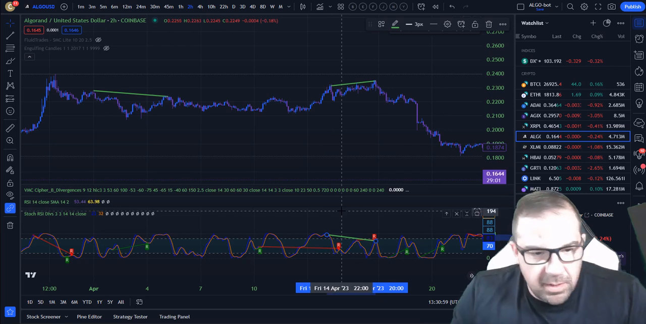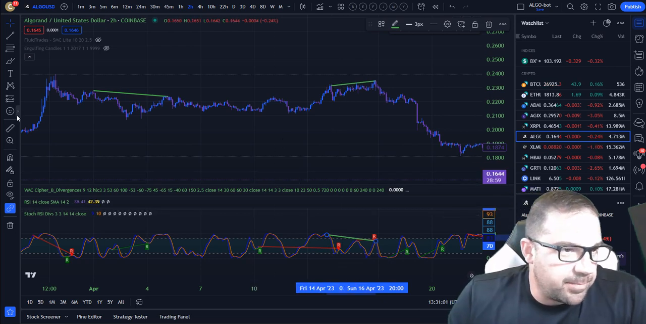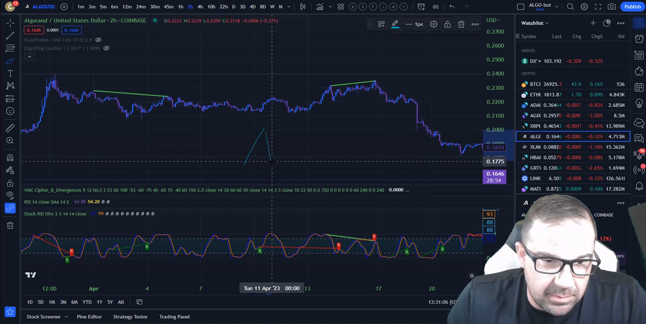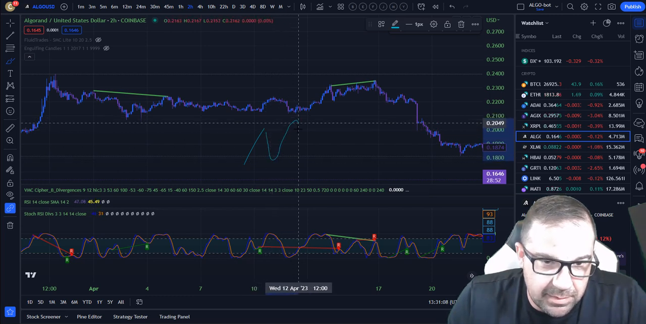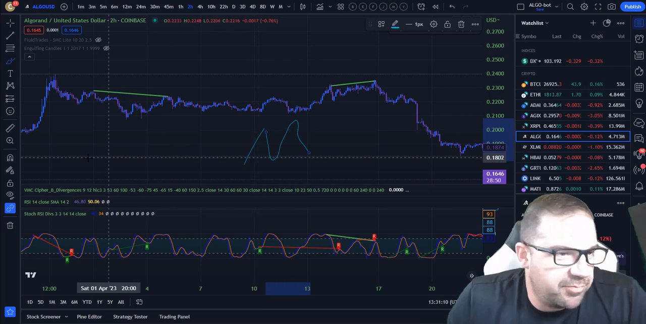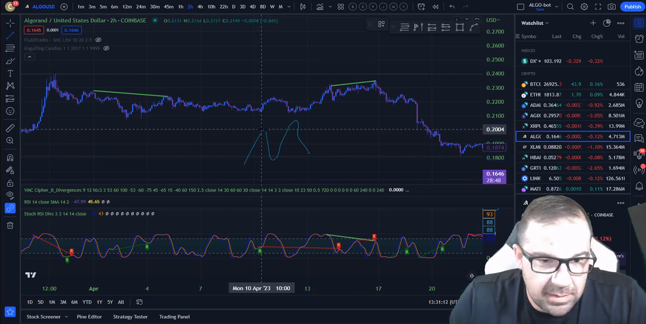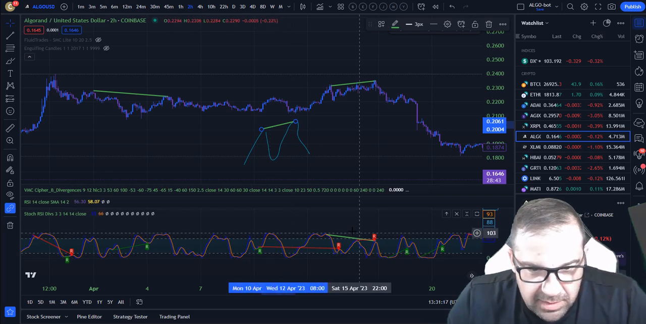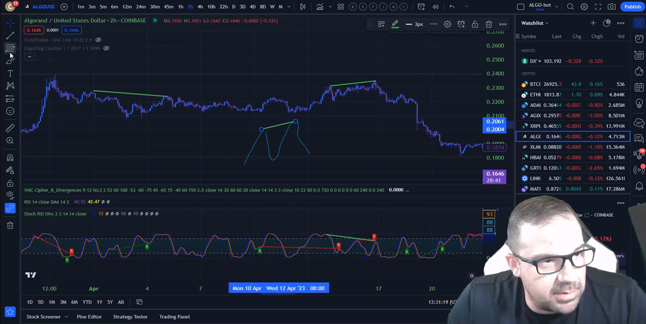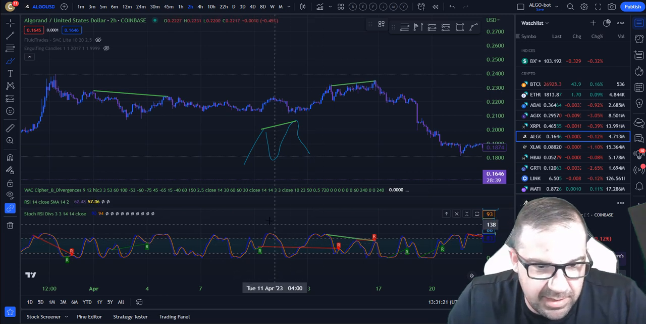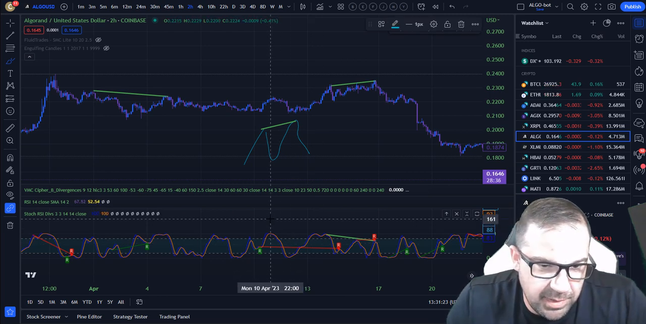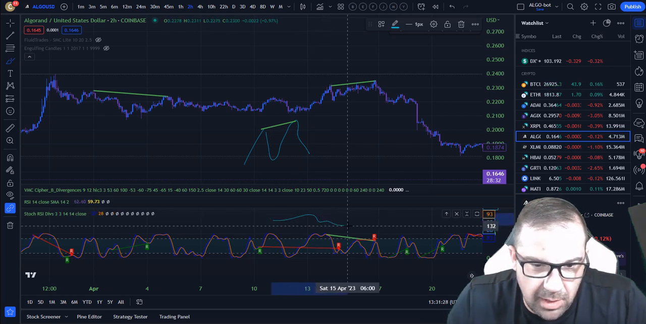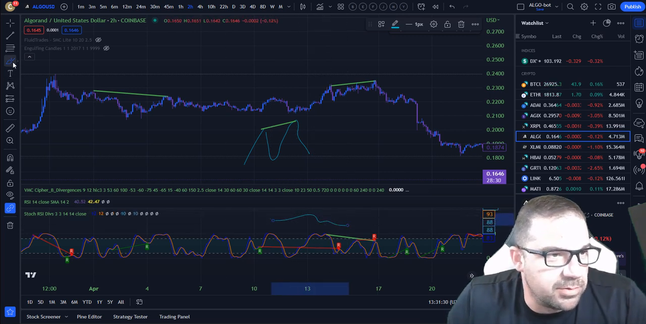Okay, so we're talking about peak to peak. So we have a peak, and then we have another peak, right? And we have price making a higher high, while your oscillator down here would make a lower high. And these two should be lined up.